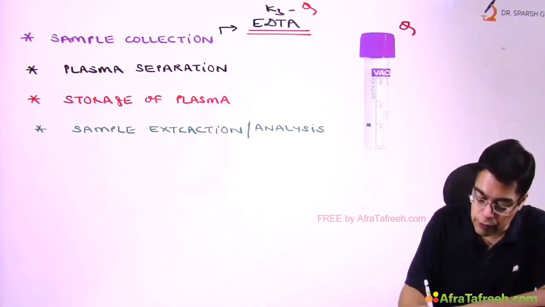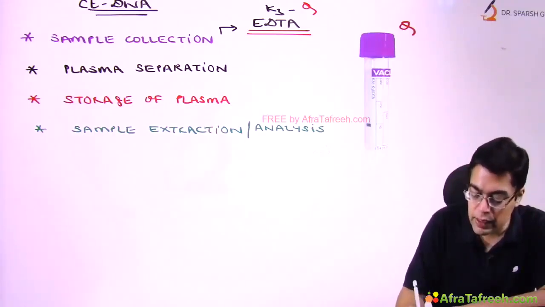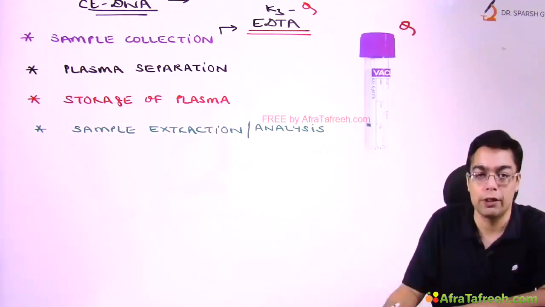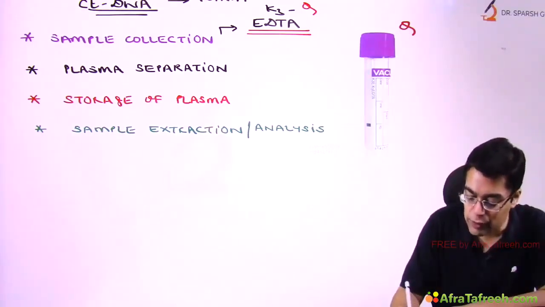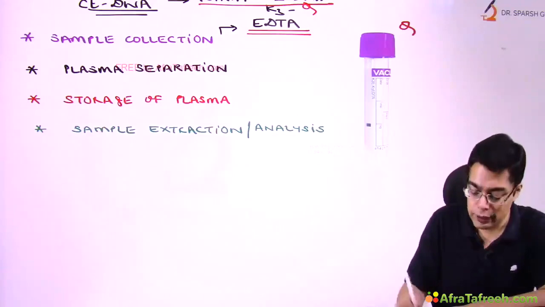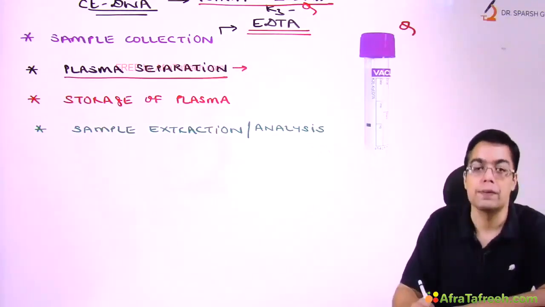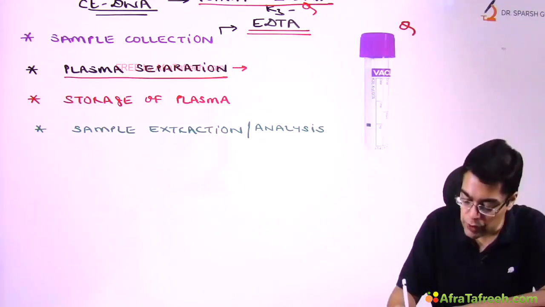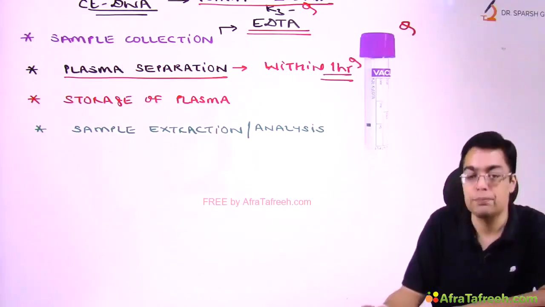Remember that ctDNA, or circulating tumor DNA, is relatively unstable. It has a short half-life, varying anywhere between roughly 15 minutes to 2.5 hours. Therefore, once you have taken the blood sample in the EDTA tube, it has to be sent to the lab and the plasma has to be separated at the earliest. This is another potential question: plasma separation has to be done within 1 hour of receiving the sample.